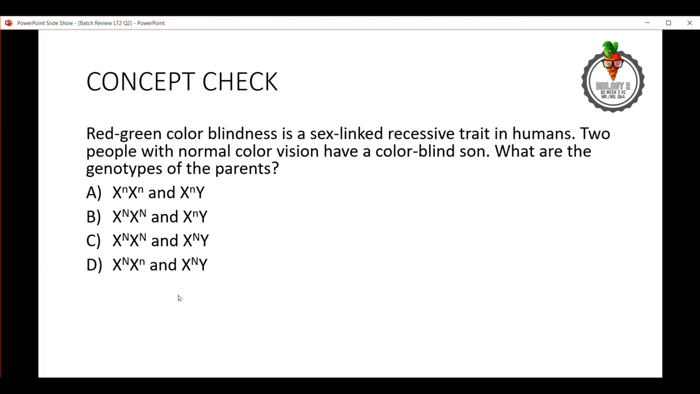And then the mom, who is also phenotypically normal, since two people with normal color vision, this means that the female is a carrier, X^N X^n, because she is phenotypically normal, but their child is colorblind. So the X^n will combine with the Y to produce that colorblind son. So the answer to this one is letter D.